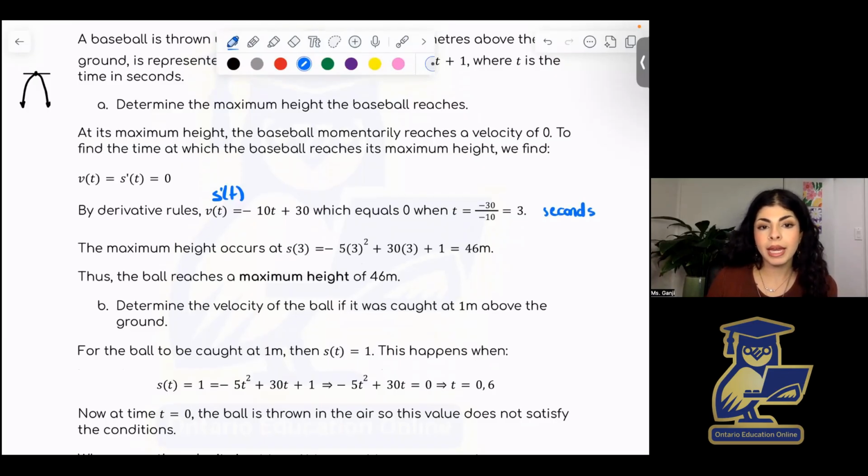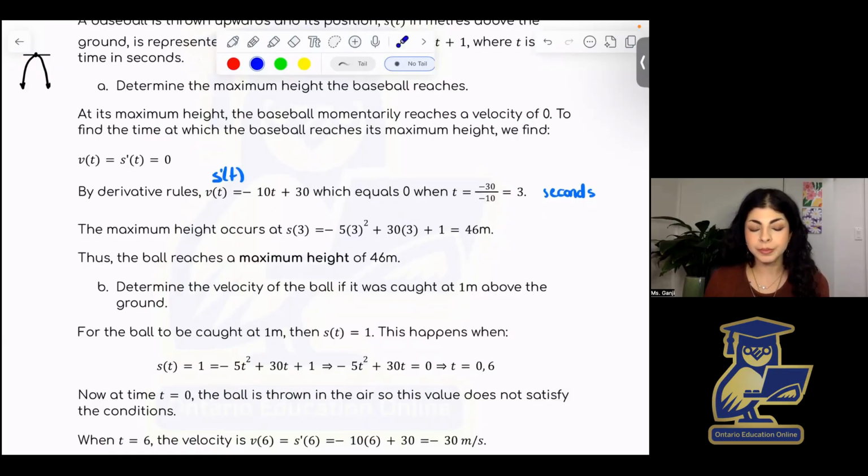So we have the time, and now we just substitute back into our s of t function to get s of 3 is equal to negative 5 times 3 squared plus 30 times 3 plus 1, which is 46 meters. And don't forget your concluding statement, the ball reaches a maximum height of 46 meters.